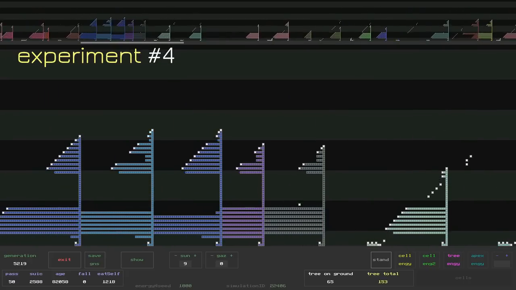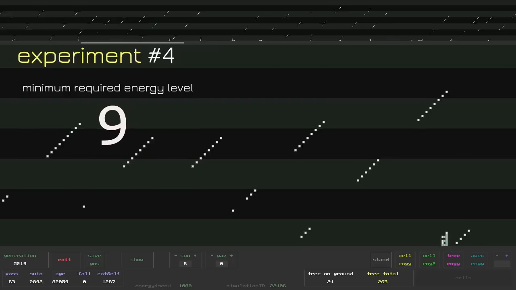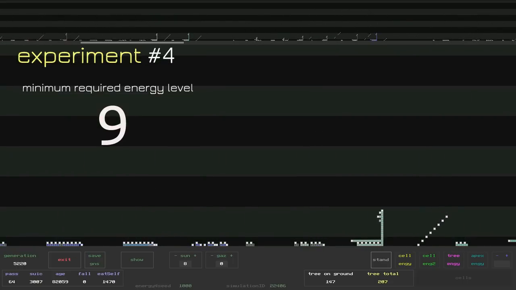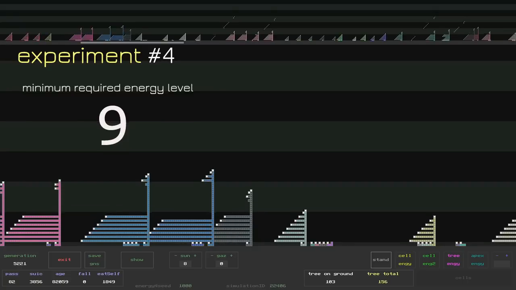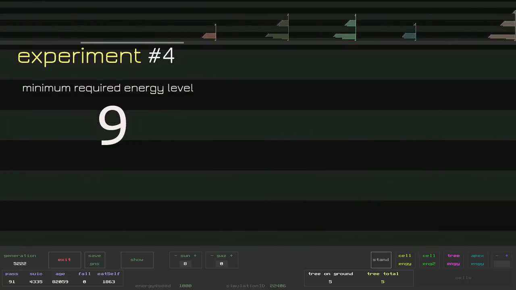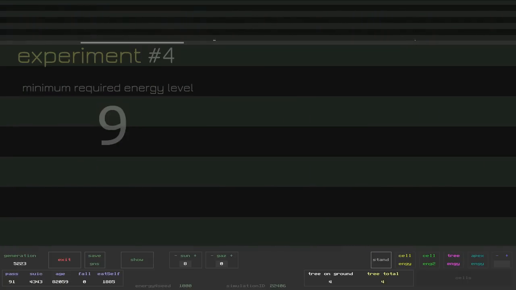The tree could successfully exist at an energy level of 9. I have brought the energy level to 8, and the tree has died. Notice how quickly this all happens. In any case, this is still a record.